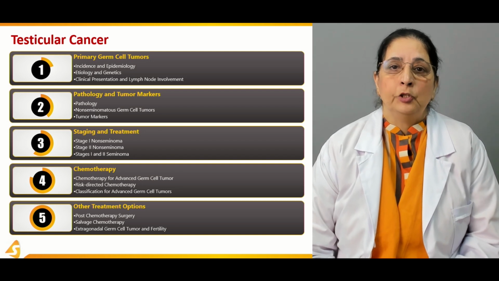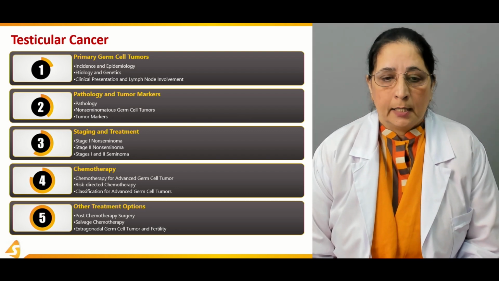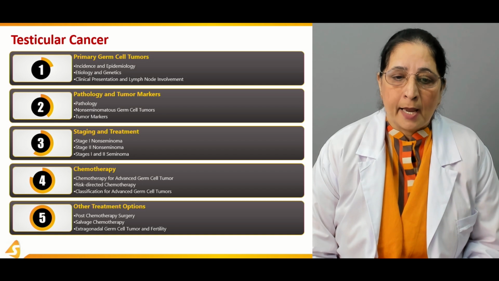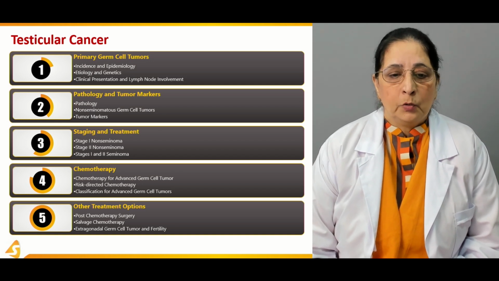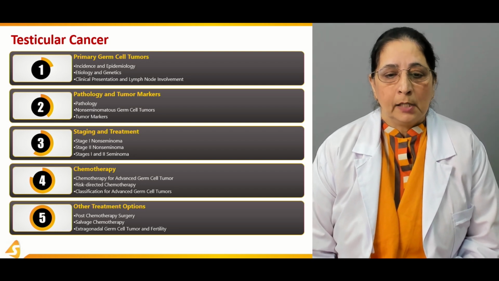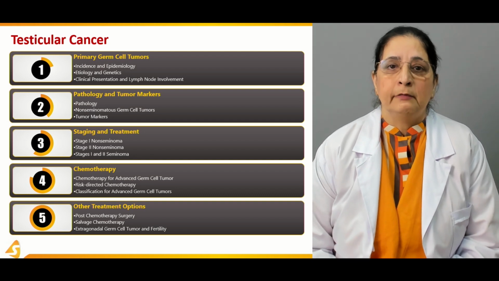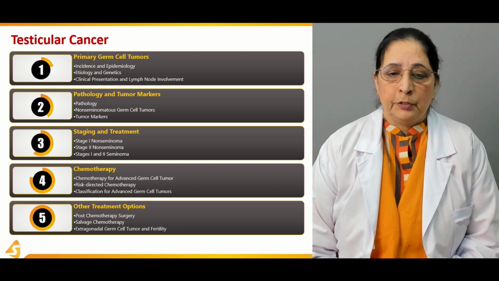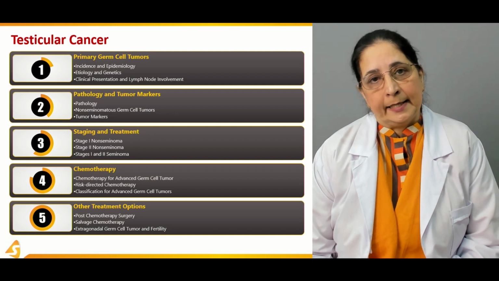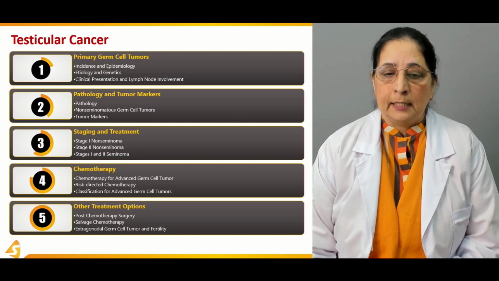In the fourth section, we will talk about the chemotherapy used for the treatment of the testicular cancers, which is used for the advanced germ cell tumor. Also, what are the risk-directed chemotherapy and also classification for advanced germ cell tumors. All these different topics we will discuss in section 4, which will be chemotherapy for advanced germ cell tumors, risk-directed chemotherapy, and classification of the advanced germ cell tumors.